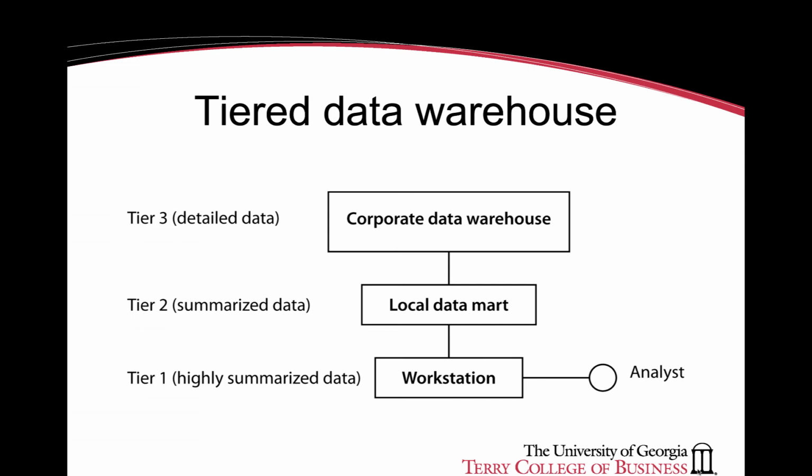The third type of data warehouse structure is the tiered data warehouse. In a tiered data warehouse, there are multiple levels where the corporate data warehouse stores detailed data about transactions about the organization. Subsequently, a variety of local data marts are established that take the data from the corporate data warehouse and summarize it. And these summarizations can be at a variety of levels. They can be at the level of the product, the region, or the business unit. And this summarized data is a tier 2 level data warehouse.